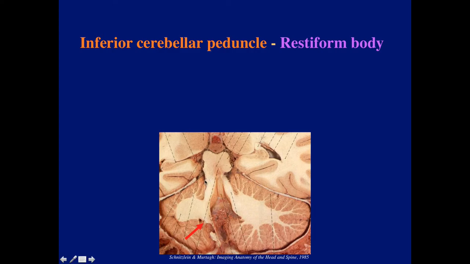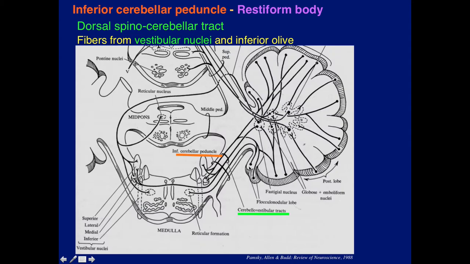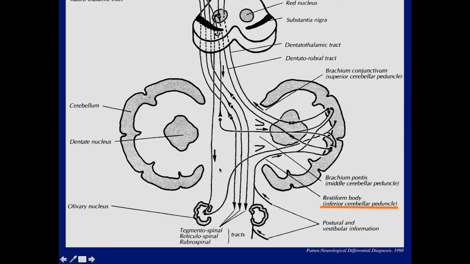Okay, now the last peduncle we have to cover is the inferior cerebellar peduncle that I'm pointing out here on the coronal plane. Again, the main sensory postural input from the muscles, tendons, and joints in the spinocerebellar tract, as well as the vestibular nuclei, enter the cerebellar cortex via the inferior cerebellar peduncles. And again, the diagram here shows the inferior cerebellar peduncle and all the tracts passing through it.